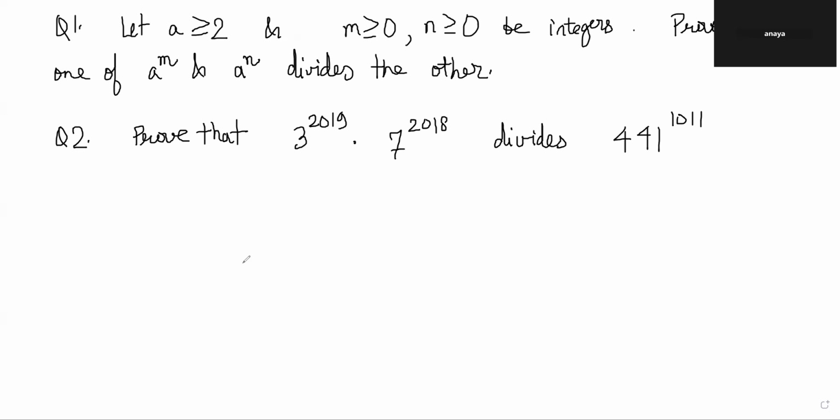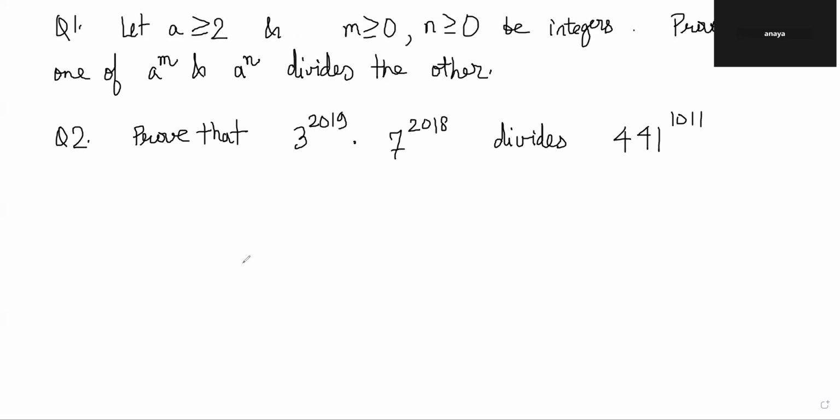For the first one, wouldn't it just be like, you could say that A^M over A^N is equal to A^(M minus N), and that proves it divides the other? You have to use the definition to show it. So something divides the other. You have to show that the other one should be the product of that first thing and some other integer, right? Right.